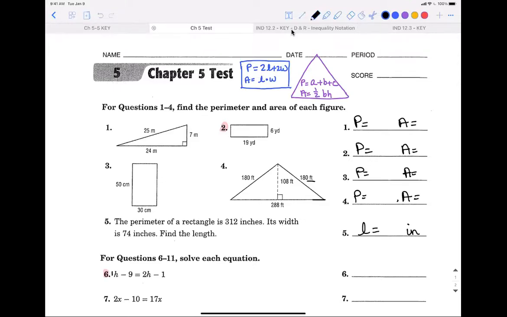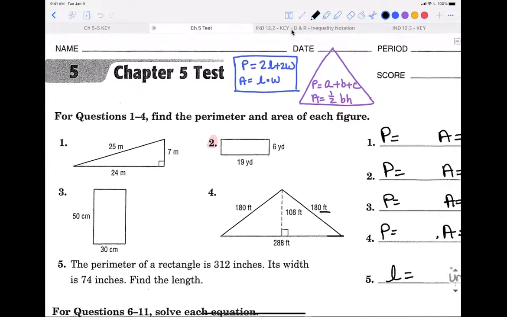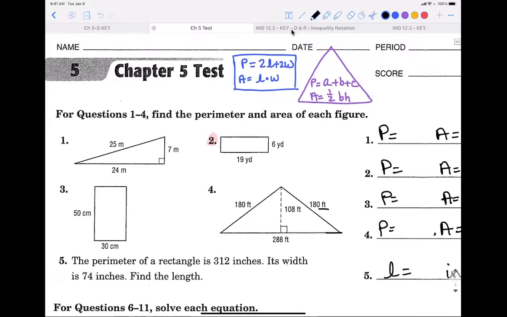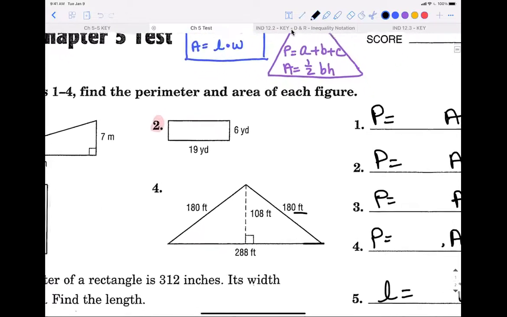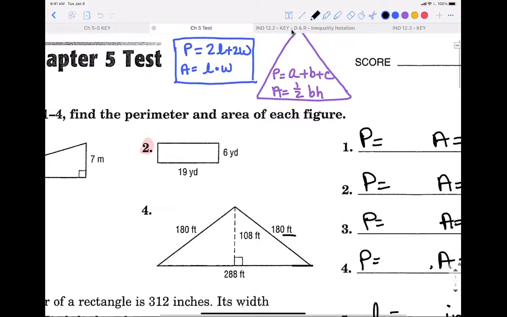All right, for number 2, it is a rectangle, and you are asked to find the perimeter and the area. It says for questions 1 through 4, find the perimeter and the area. So for number 2, because it's a rectangle, I'm going to use the blue formulas. So for perimeter, it is 2L, and I'm just going to put parentheses here because I'm going to plug in what L is, plus 2W. Okay. Well, it tells me here that my length is 19 and my width is 6. And it does not matter which one you call length and width. Okay. You're going to get the exact same answer either way.